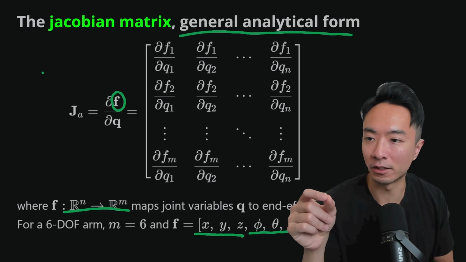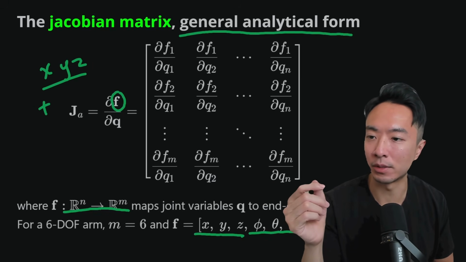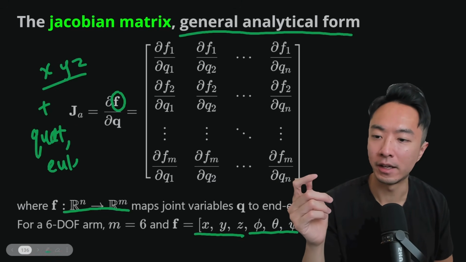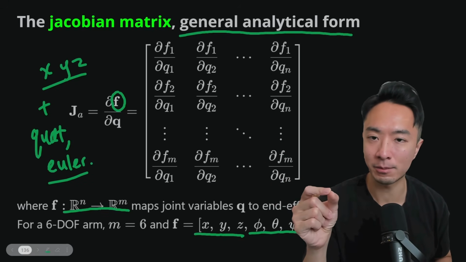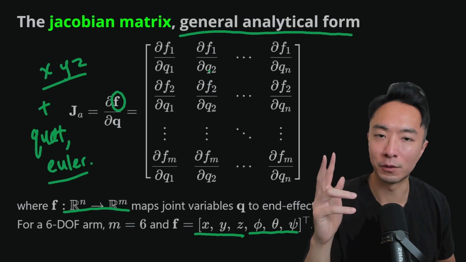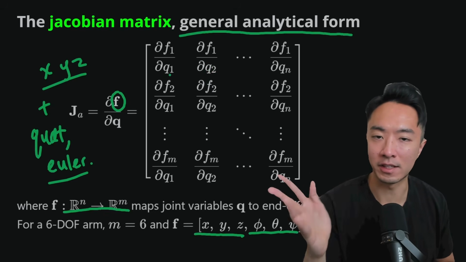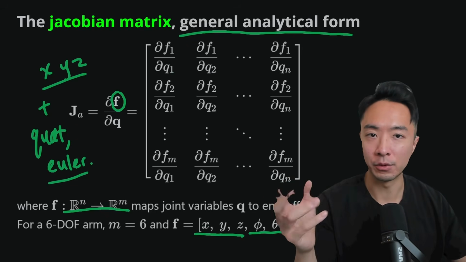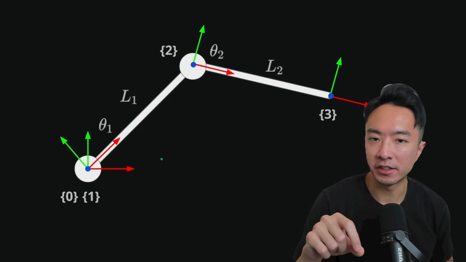So typically the linear part, XYZ, is pretty straightforward, but you could have XYZ plus Quaternion, you could have XYZ plus Euler, and so on, because there's many, many ways to represent the orientation aspect. And to get the analytical form, basically, you would need to have your forward kinematics equation that describes it. Then you just take your partial differentiation of whatever form you have. Then you would have your analytical Jacobian. Okay, so enough theory. Let's take a look at an example.